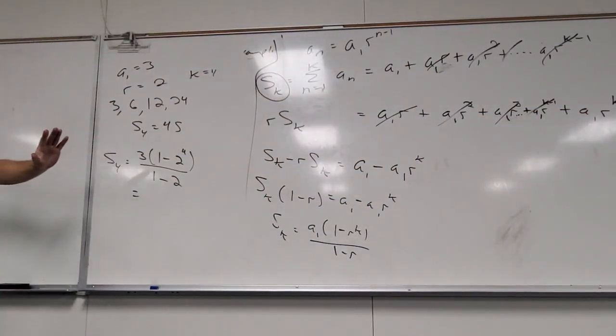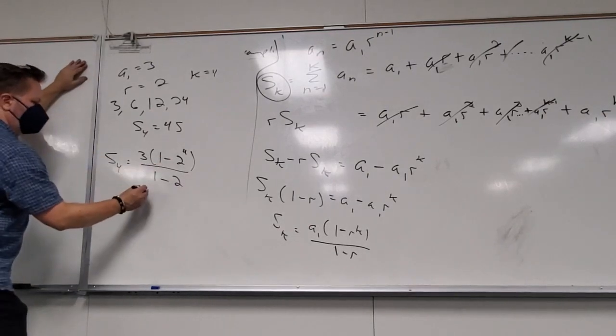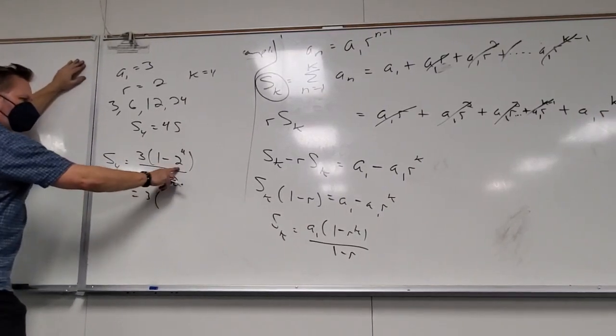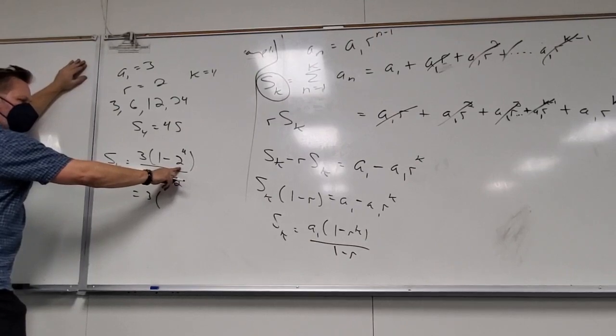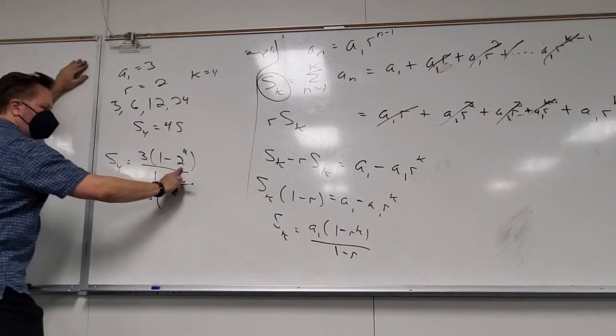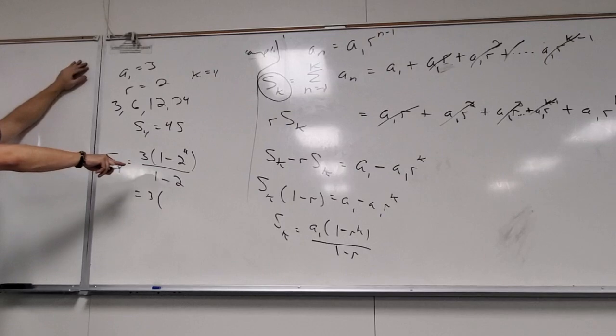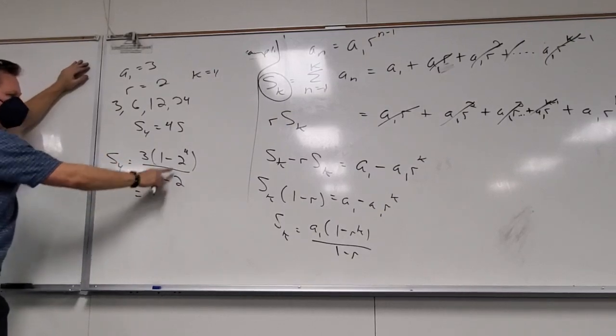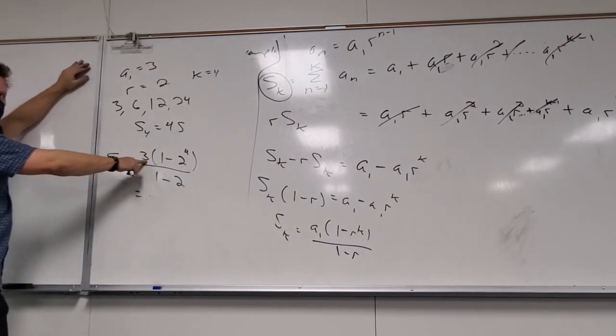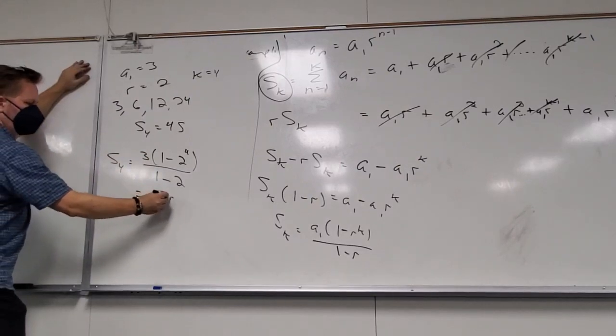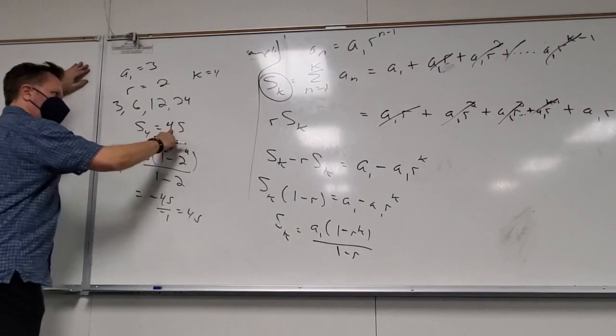Okay. So what is 2 to the 4th? 16. 1 minus 16? Negative 15 times 3? Yeah, 45. Negative 45 over negative 1 is 45, right?